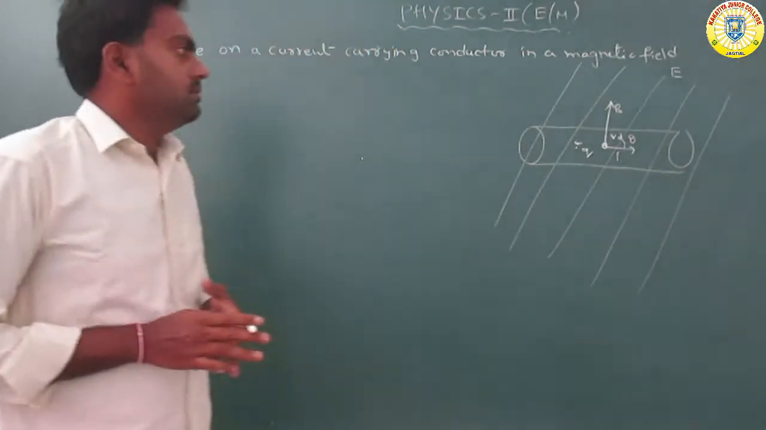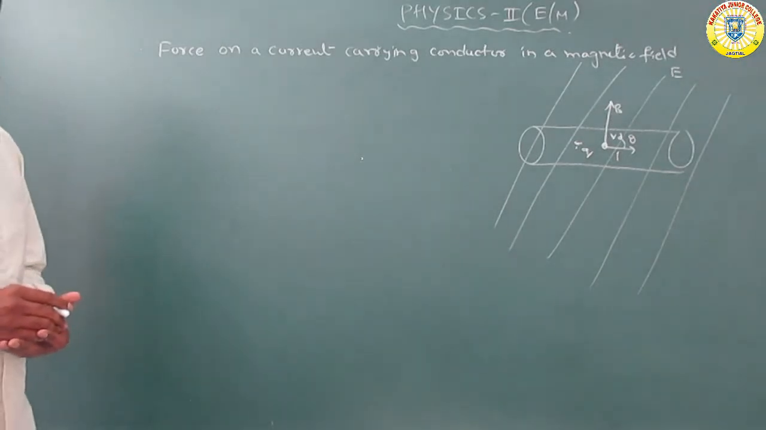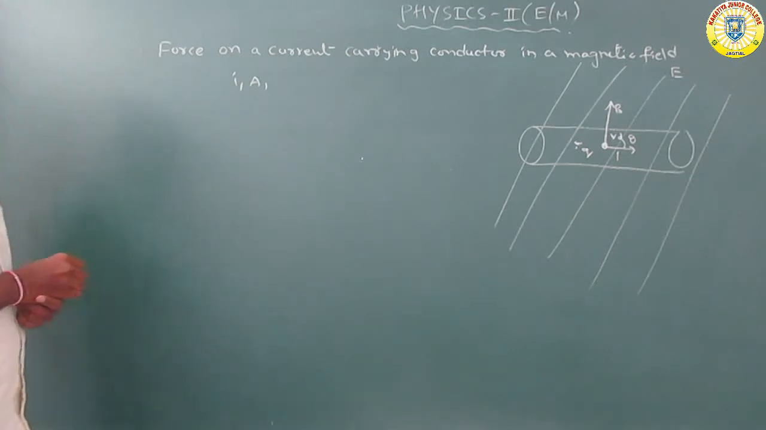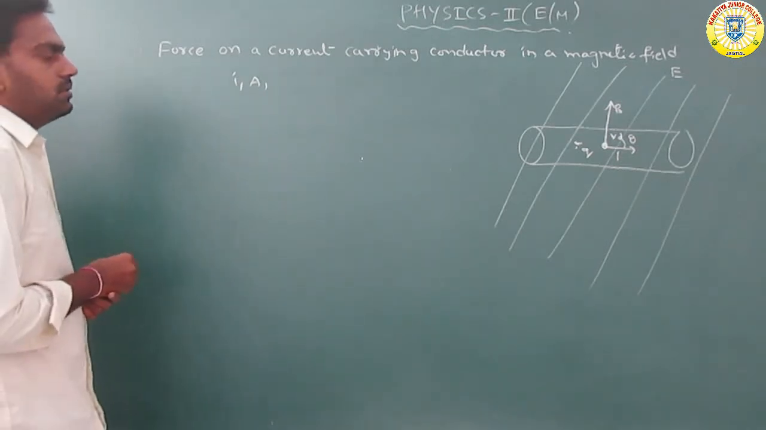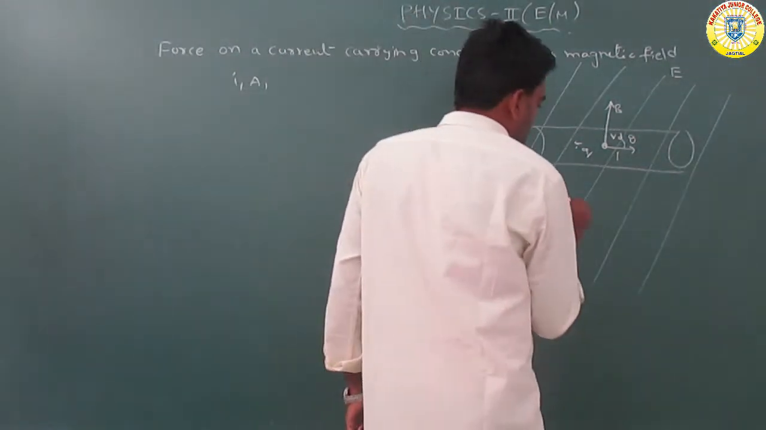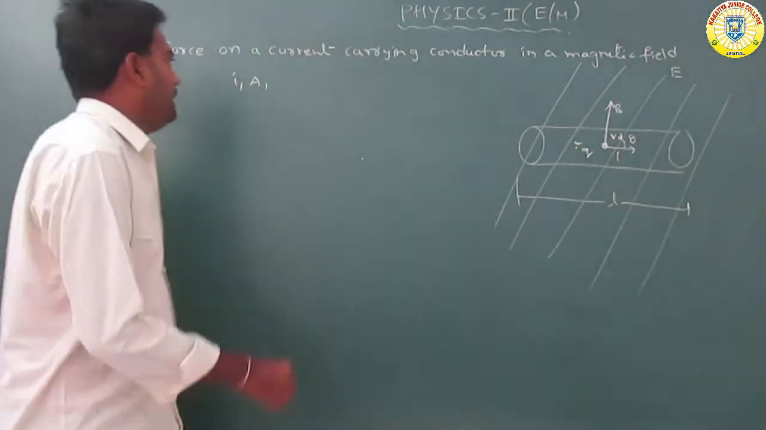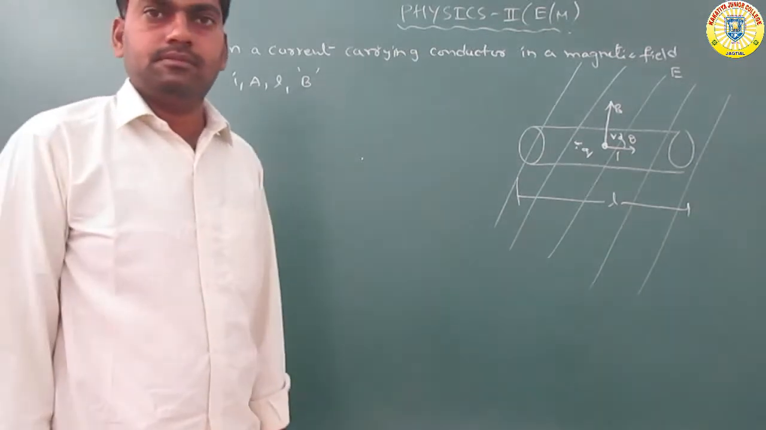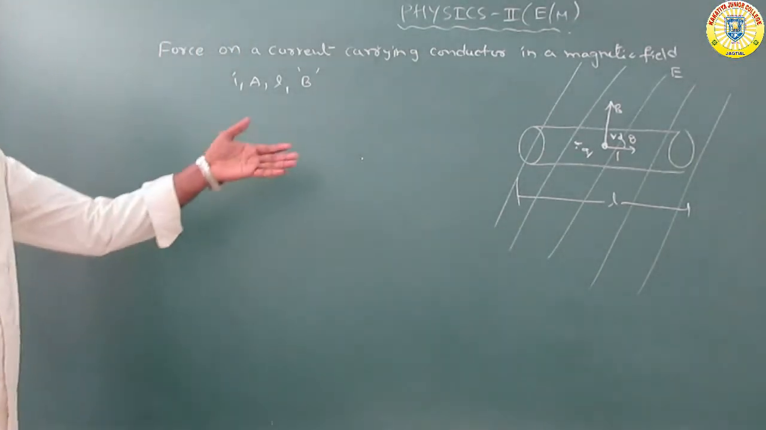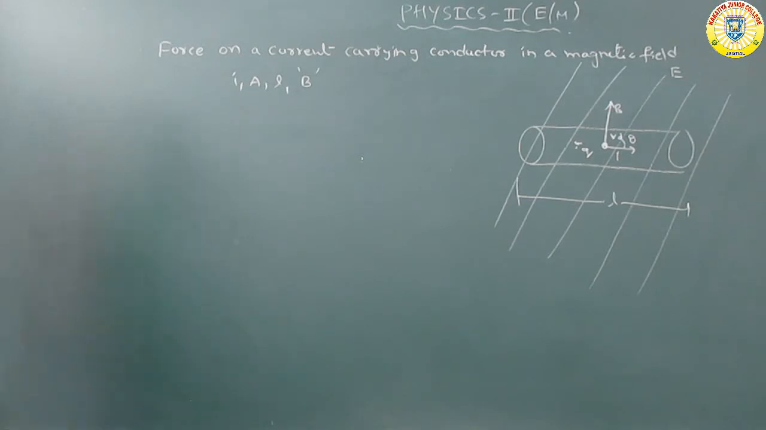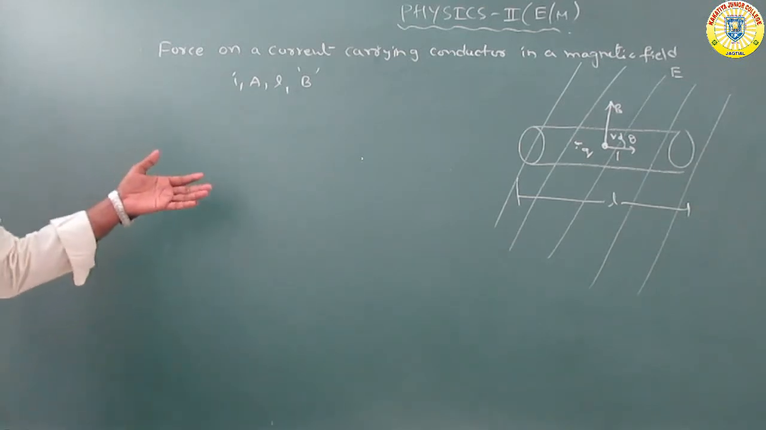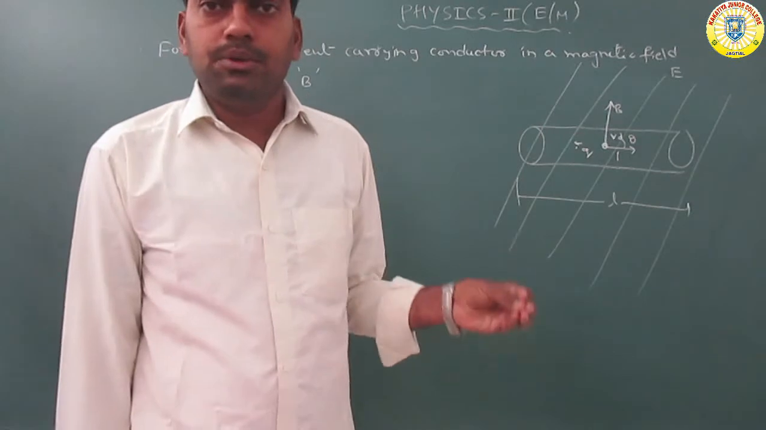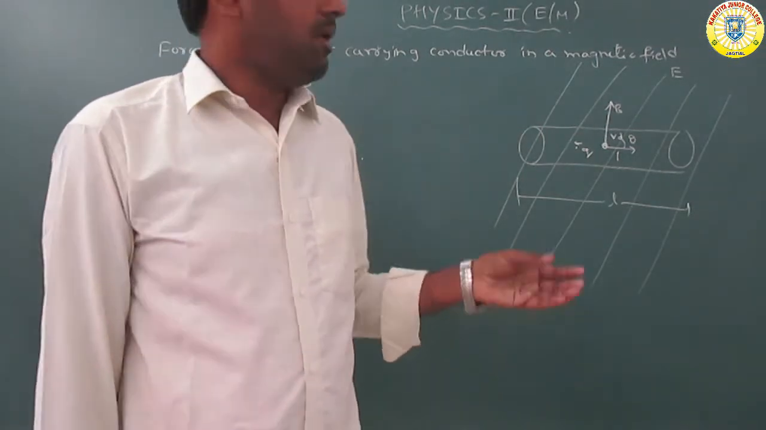Now consider the current carrying conductor I, with area of cross section A, and the length taken as L, placed in the uniform magnetic field B as shown in this figure. I is the current passing through the conductor, A is the area, L is the length, and B is the uniform magnetic field. The conducting wire is placed in the uniform magnetic field, as shown in this figure.